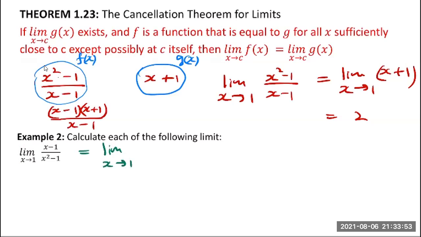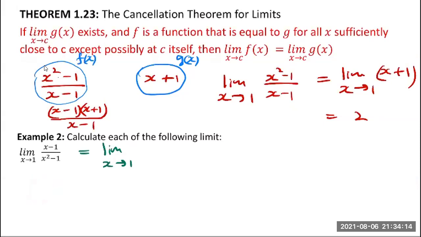First of all, notice that you cannot plug in x equal to 1 as it is. If you plug in x equal to 1 in the top, you get 0 in the top. And if you plug in 1 here, you get 0 in the bottom. You get 0 divided by 0, which is undefined in mathematics. So you need to find some sort of strategy to do this.